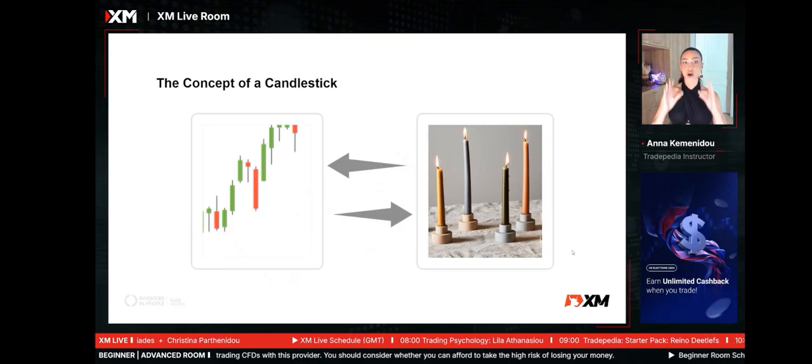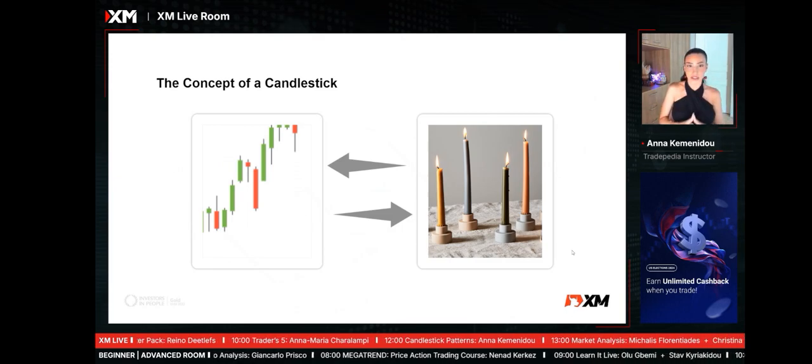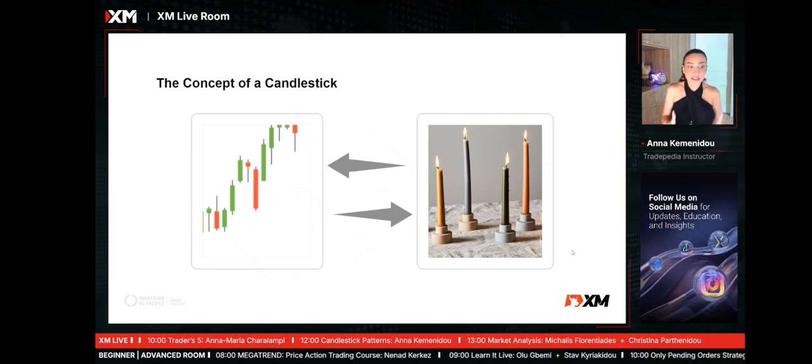Now, the concept of a candlestick. These are the very basics, guys, but trust me, they do help you understand why this popular trading chart is actually labeled and titled as a candlesticks chart. With candlesticks charts, we have thick rectangular bars or boxes, but I would call them bars, that resemble actual candles and candlesticks. Do you guys see the similarity over here?